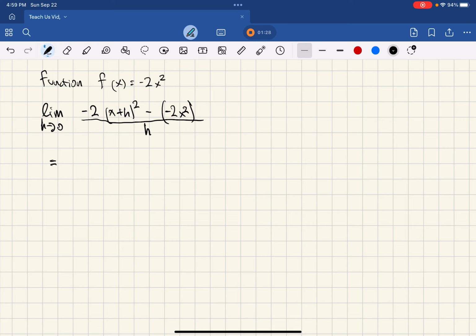And then I'm going to jump straight to the conclusion to minimize any sort of algebra work, which is going to get us the limit as h approaches 0 of negative 4x minus 2h. Now this negative 4x minus 2h is actually going to be our difference quotient answer.